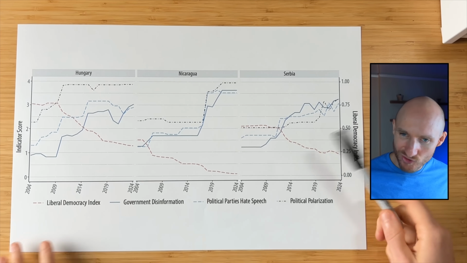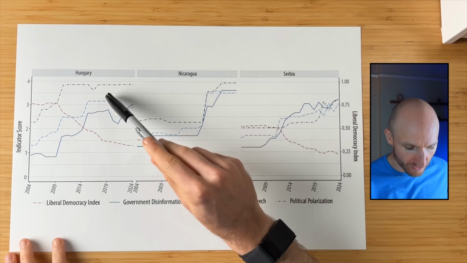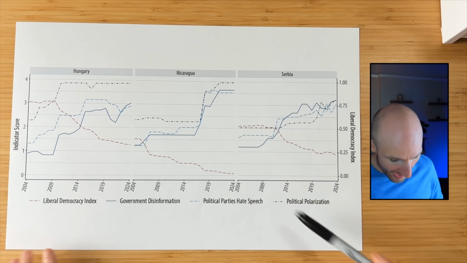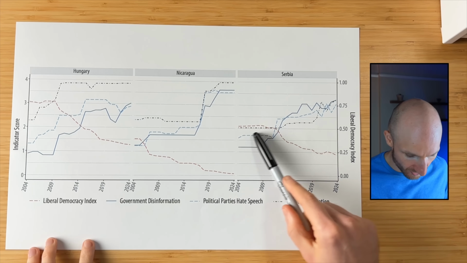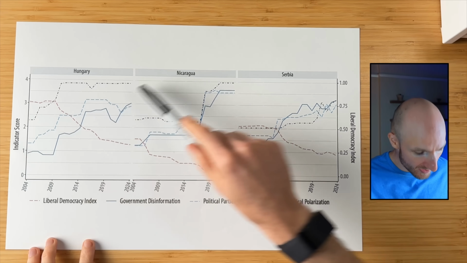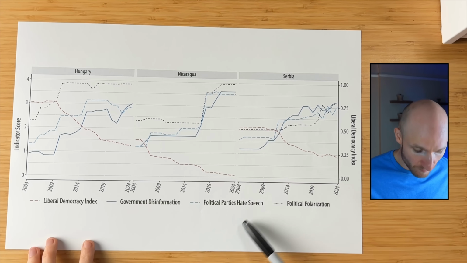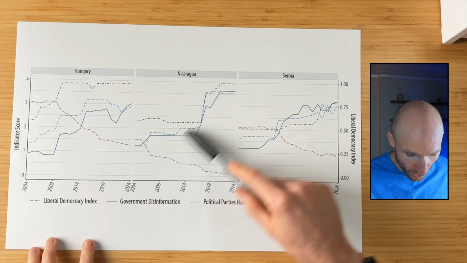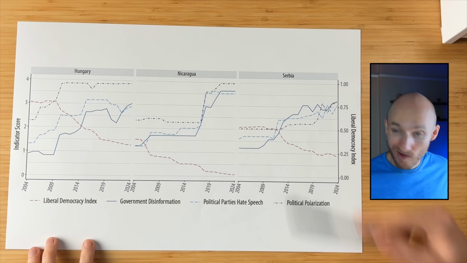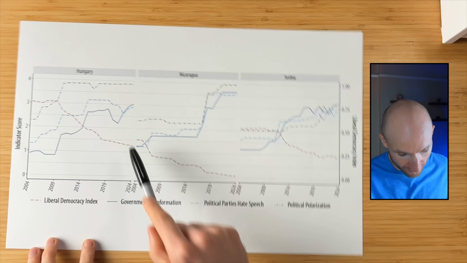That's shown with this chart here, which shows across Hungary, Nicaragua and Serbia that when you have political polarization, which are these dark lines here, those rise up. And as those rise up, as government disinformation rises, as political parties have more hate speech, as all those things rise, then what falls is liberal democracy. It falls, it falls, it falls.